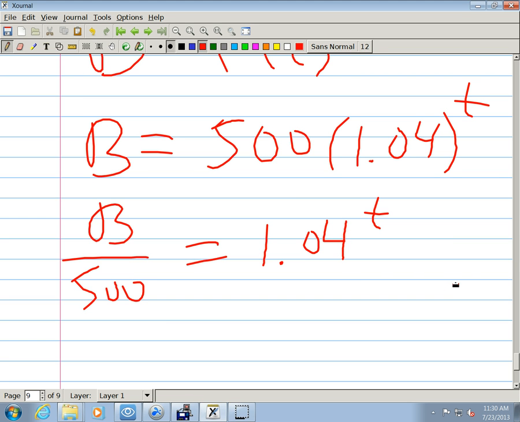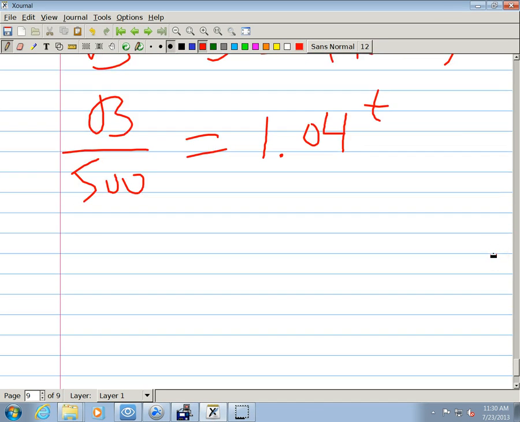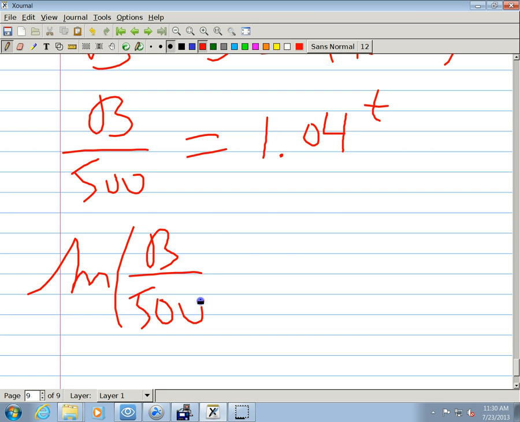All right, next what do you want to do? How do you get variables out of exponents? You log, right? Now, does it matter which log? Doesn't really. How about we use ln? I'm just going to use ln for fun. So ln both sides. So you get the ln of b over 500 equals what then? How does this reduce? Why is this good? t ln of 1.04.